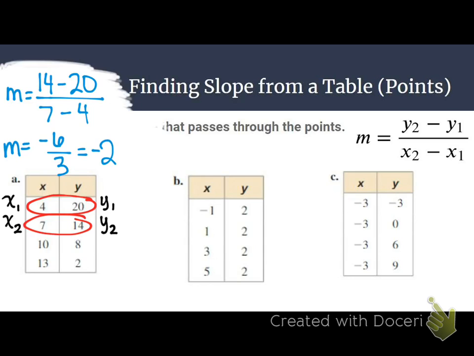Our slope would be negative 2. Final answer. If you want to put negative 2 over 1, you can. You do not have to. It would still be right though if it was on the test. Either one will work. They are the same thing, that's why I said either one works.